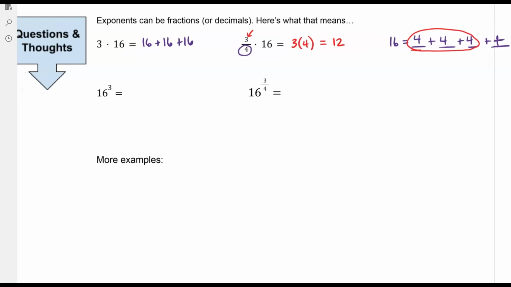Now let's shift to repeated multiplication and understand how that will apply to exponents. If I have 16 to the 3rd power, then that means I have 3 factors of 16.